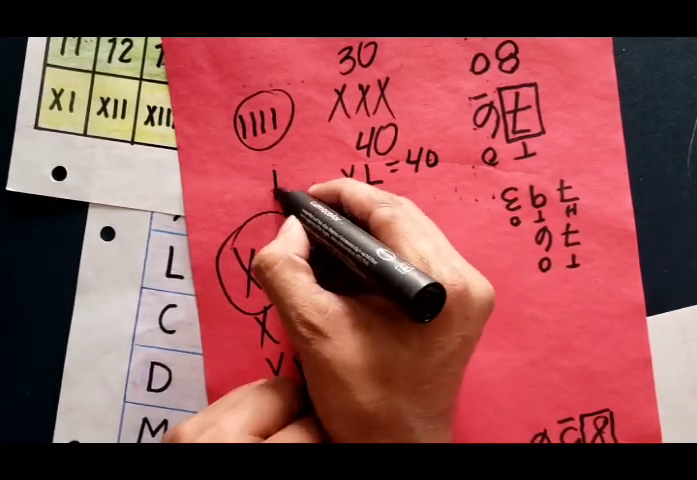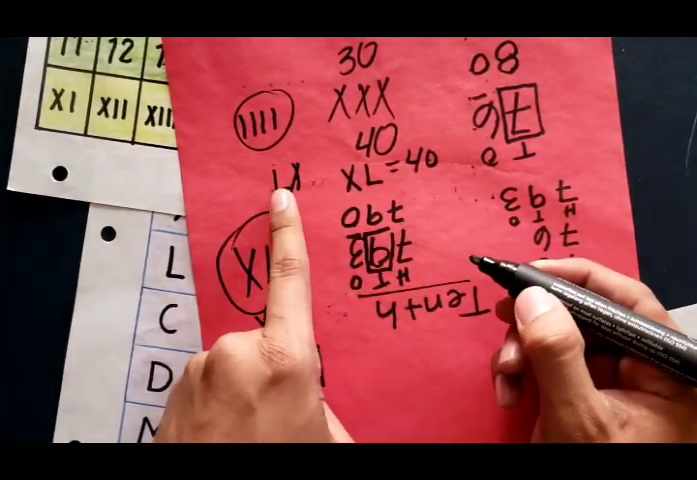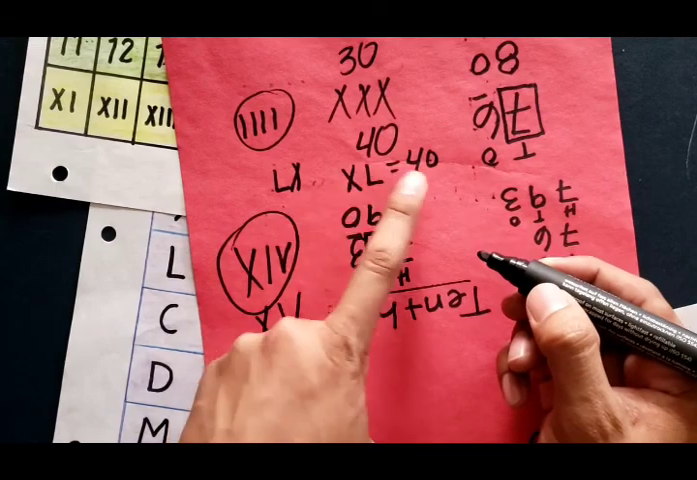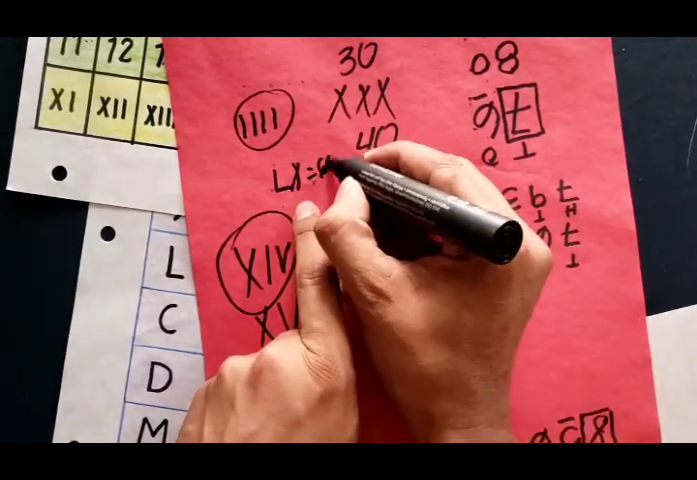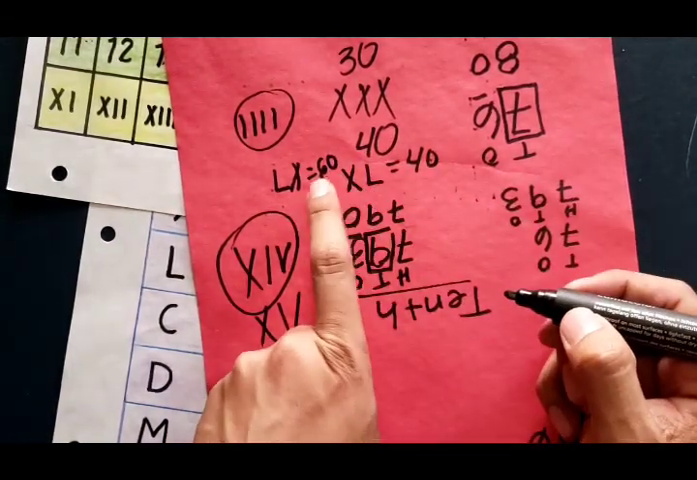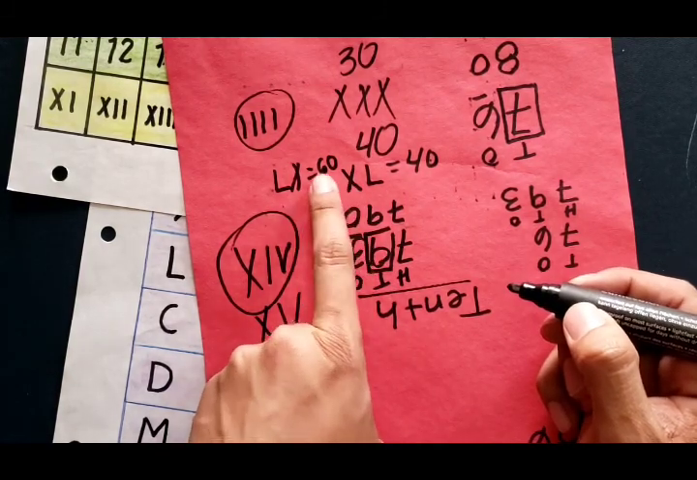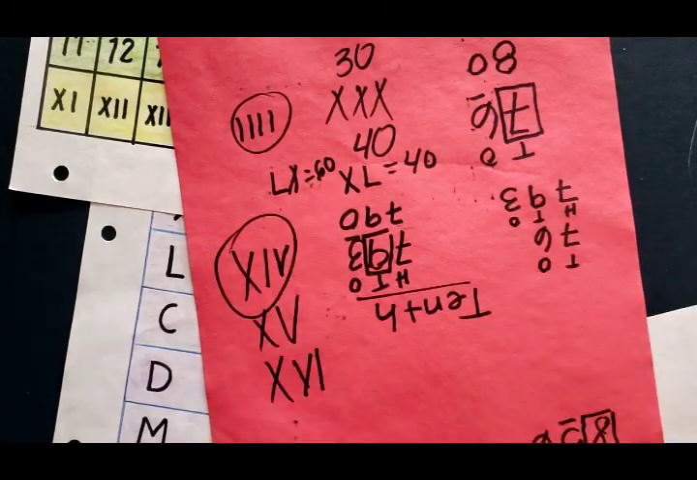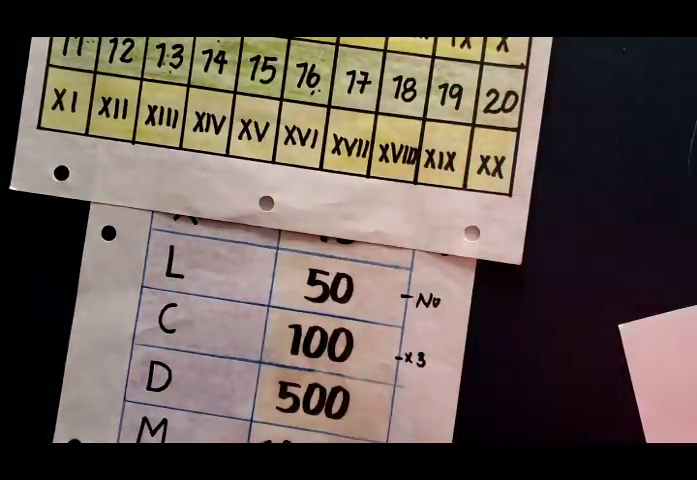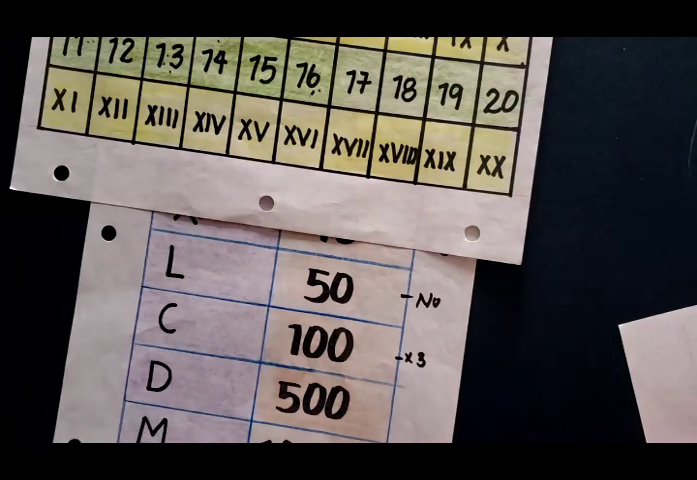But what about if you write it after? 50 plus 10 equals 60, right? So this one is 40, this one is 60. If you write it before, it means less. If you write it after, it means plus. Okay? Very good.